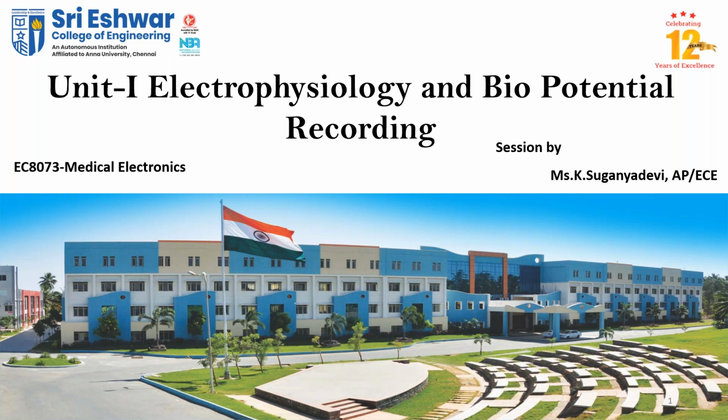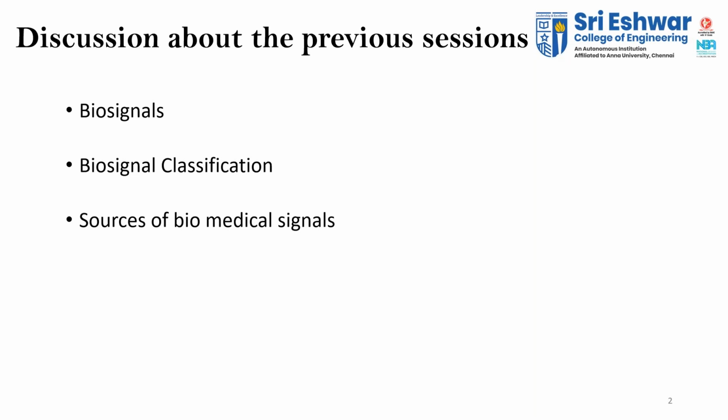Okay, very good morning to all. Today we are going to look at a few more important concepts of Unit 1. Before getting into those topics, what we saw in the last class is biosignals, biosignal classification, and sources of biomedical signals. Biosignals are the signals we extract from the human body. Biosignal classification is based on nature and origin: chemical, electrical, mechanical, acoustic. These are a few classifications under nature.